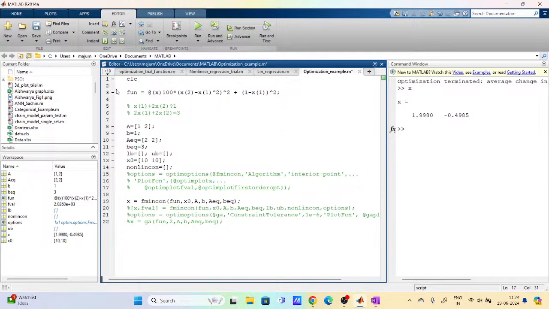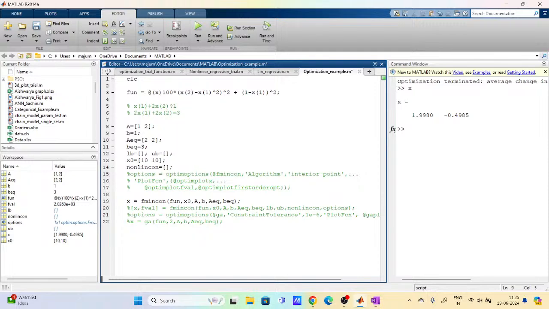First, look at this: this is the objective function. This is one of the examples I already gave you in the last class. Now look at A and B. This is linear inequality. This is the A matrix and this is the B.